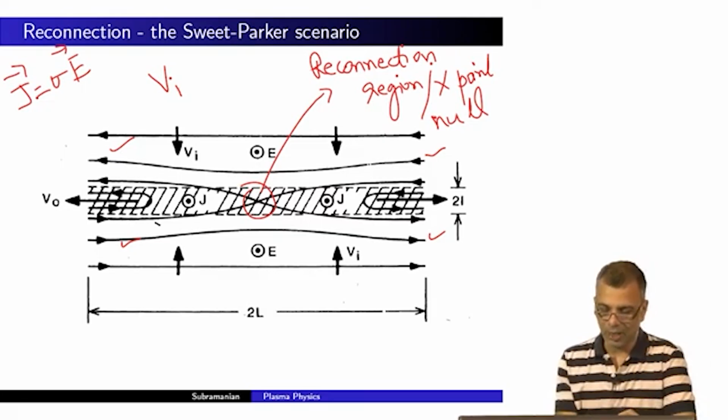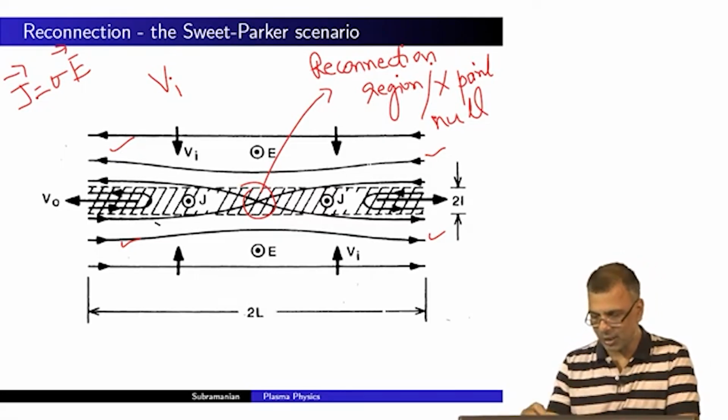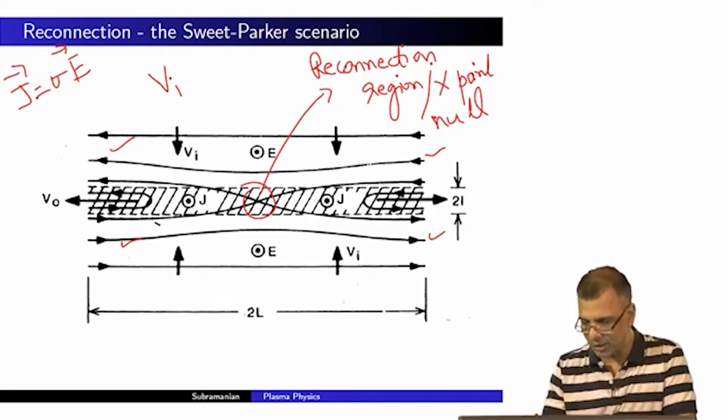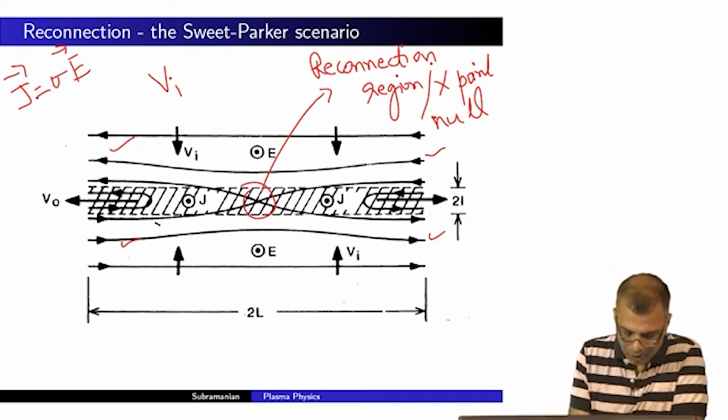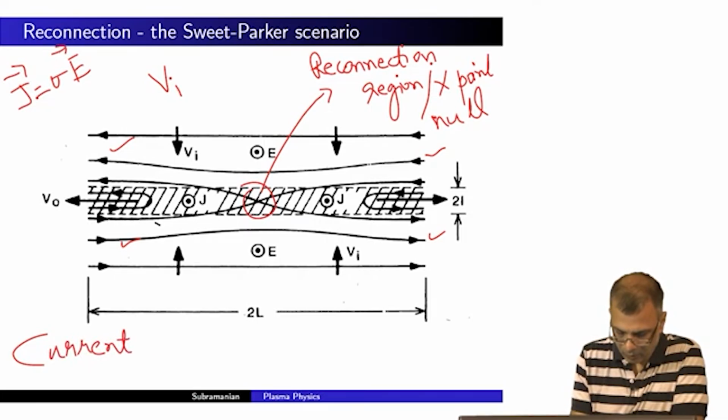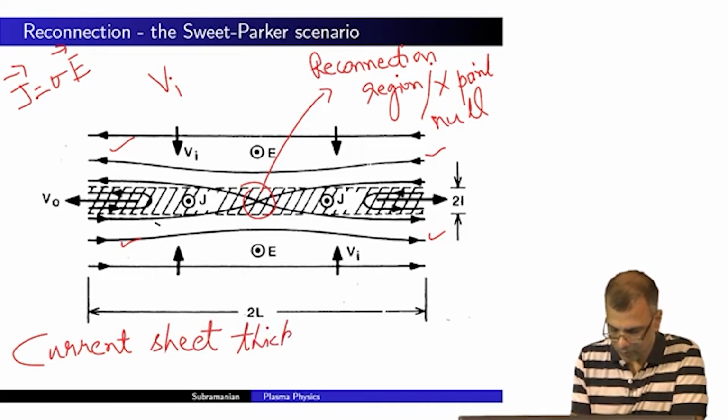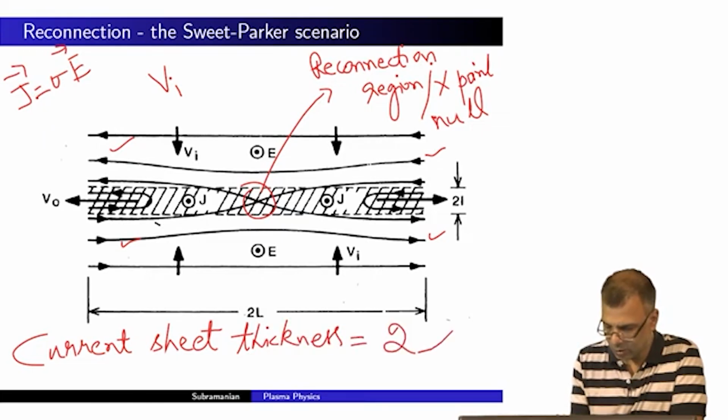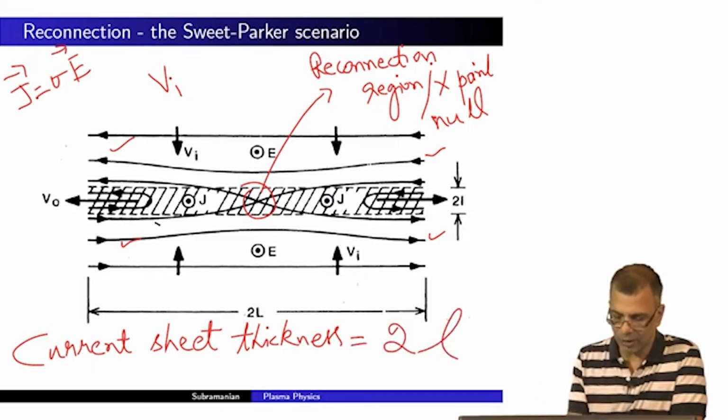So let us now, by way of dimensions, let us think of the thickness of this current sheet as 2 times small l. So the current sheet thickness is 2 times small l, whereas the macroscopic dimensions are 2 times large L.